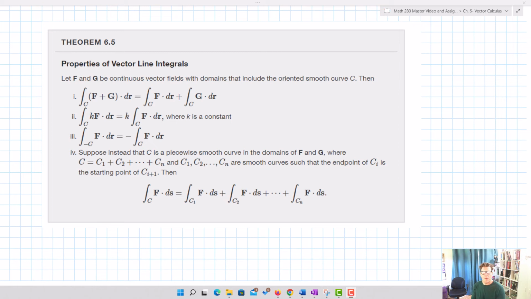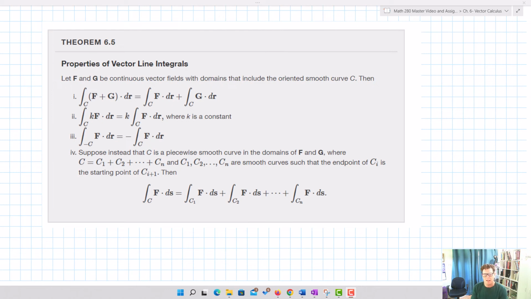All right, so now we want to get into some properties of vector line integrals that are going to be kind of handy for us. So we're going to let F and G be continuous vector fields. So now we've actually got two separate vector fields that we'll be evaluating vector line integrals along, with domains that include the oriented smooth curve C. There could be a lot of reasons why we have two vector fields. But the first thing we want to get is that the integral over C of F plus G dot dr is going to be the integral over C of F dot dr plus the integral over C of G dot dr. So we can actually do them separately and then add, rather than adding first and then finding the line integral.